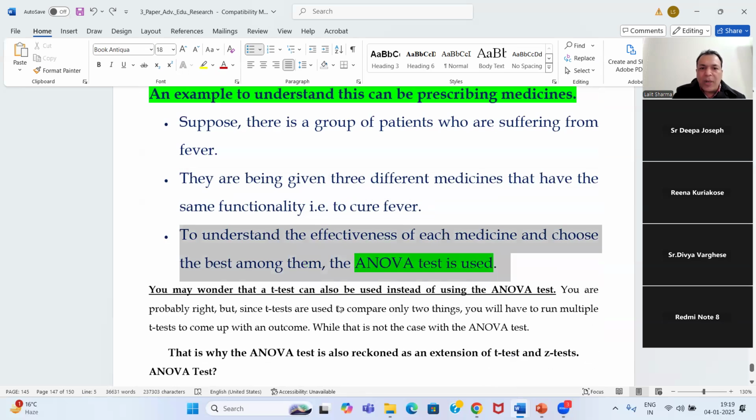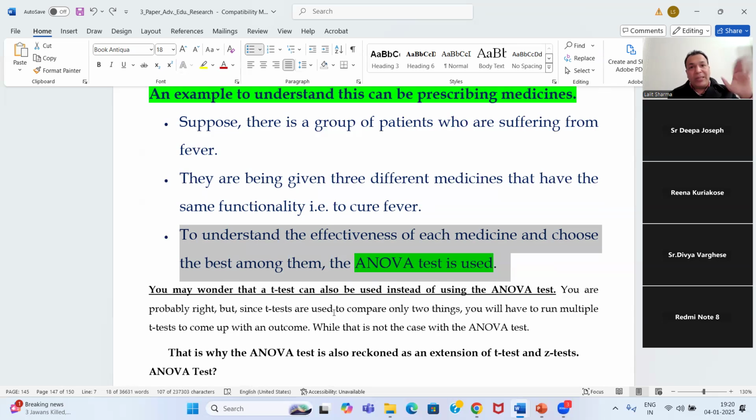Third, to understand the effectiveness of each medicine and choose the best among them, the ANOVA test is used. Okay. Suppose one person is suffering from the fever. He has been given three medicines having the same functionality to cure the fever. After some time, because we have given the three medicines, how will we come to know which one of the three is best suited for the man? So we will use the ANOVA test, right?